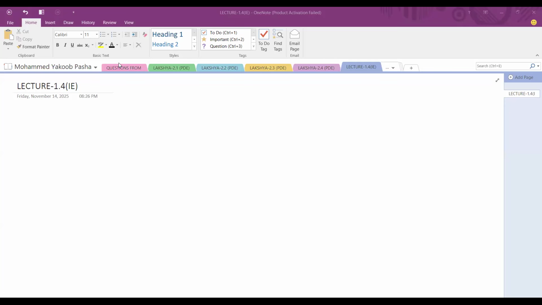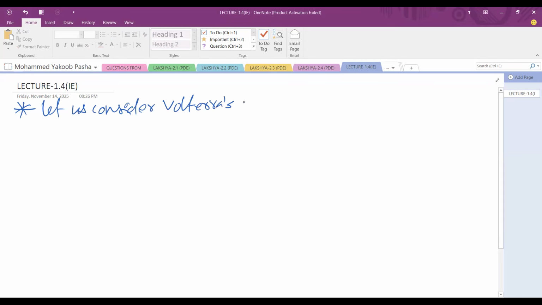Find the general solution of Volterra integral equation and Fredholm integral equation. Okay, first, I am just briefing. Let us consider the Volterra integral equation.